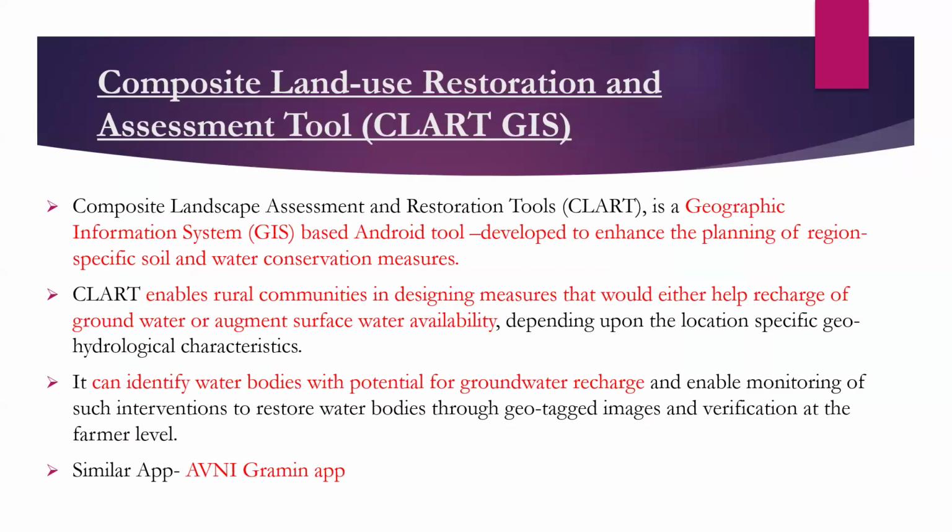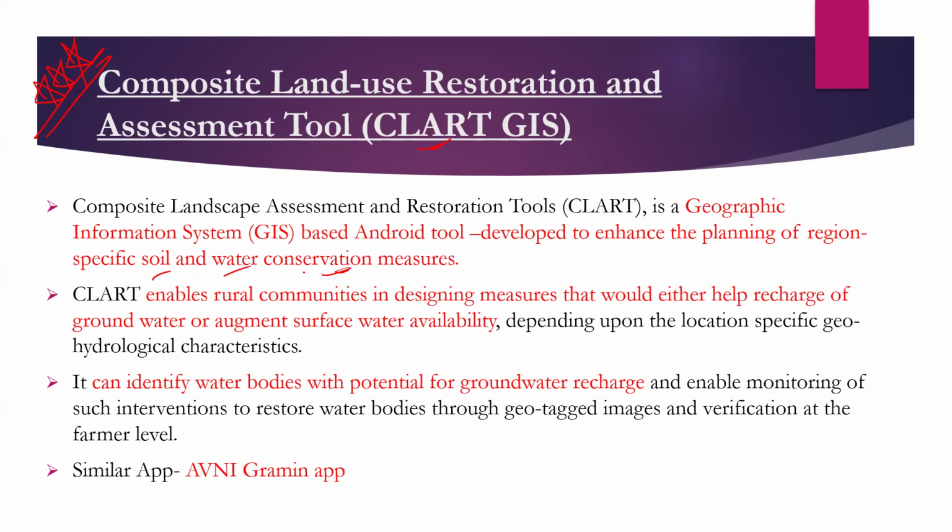Now, what is important? This one is important: the Composite Land use Restoration and Assessment Tool, that is CLART GIS. What is it based on? It is basically focusing on ensuring that there are enough water conservation efforts, especially in rural communities. So this is an Android tool which focuses on soil and water conservation measures.